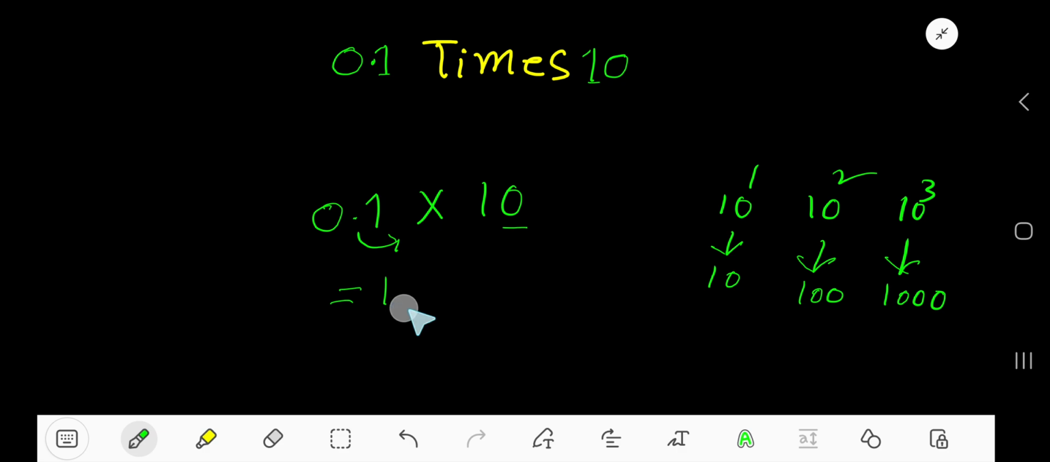1 decimal means 1. Your answer is 1. Look, the value of this number has increased. You are adding 0.1 ten times, which is 1.